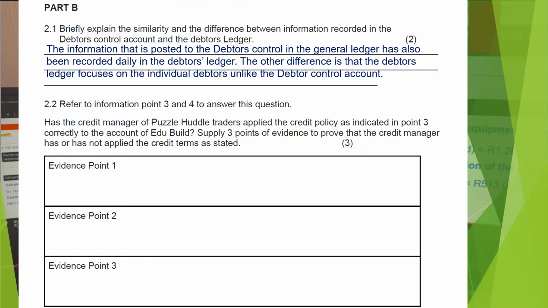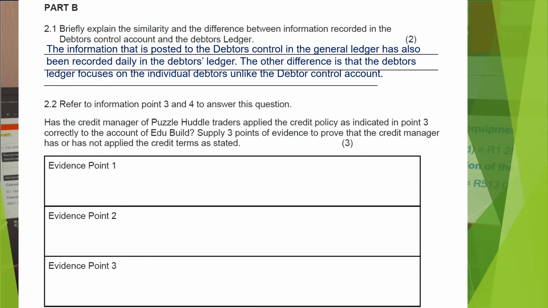And then 2.2 says, refer to information points 3 and 4 to answer this question. Has the credit manager of Puzzle Handle Traders applied the credit policy as indicated in point 3 correctly to the account of EduBuild? The answer is no. I just showed you what the mistake was there. They said they strictly adhered to the credit limit, but the account of EduBuild already exceeded the credit limit.